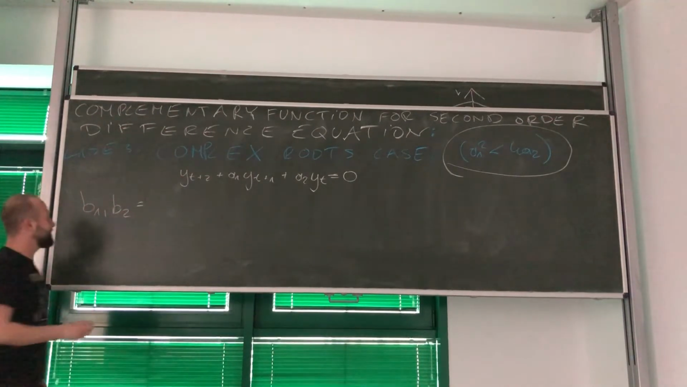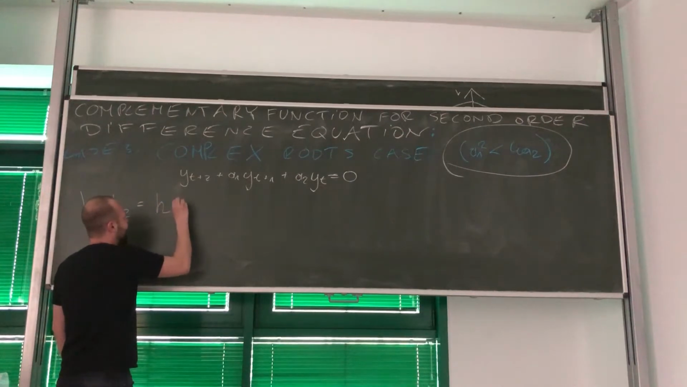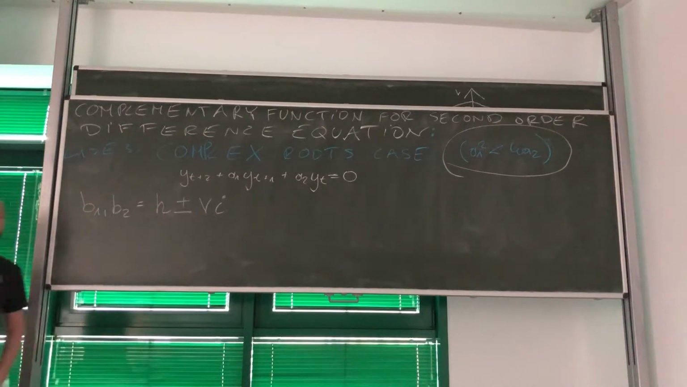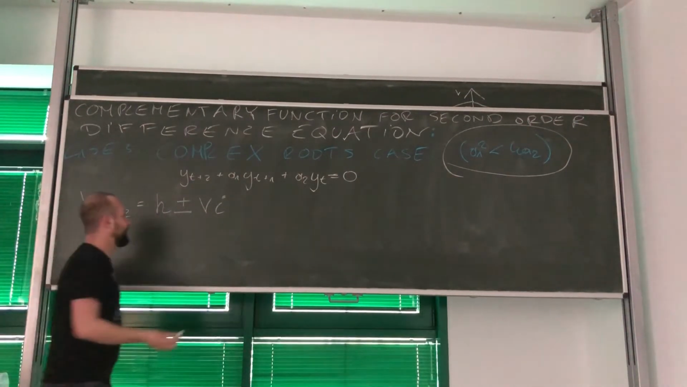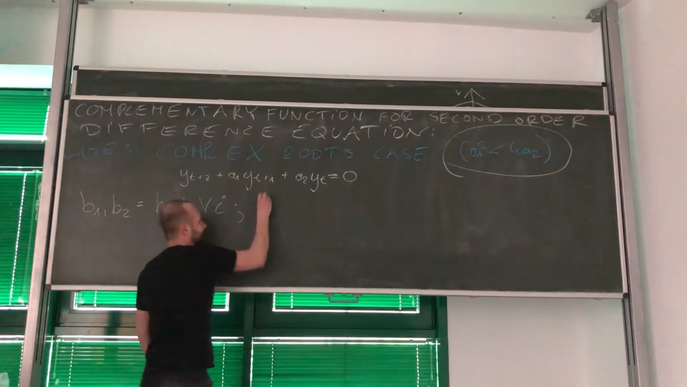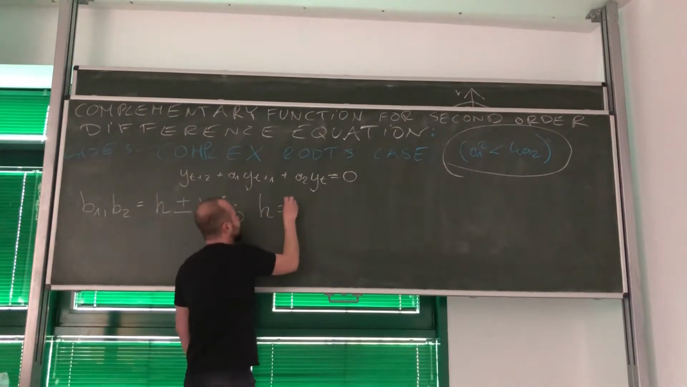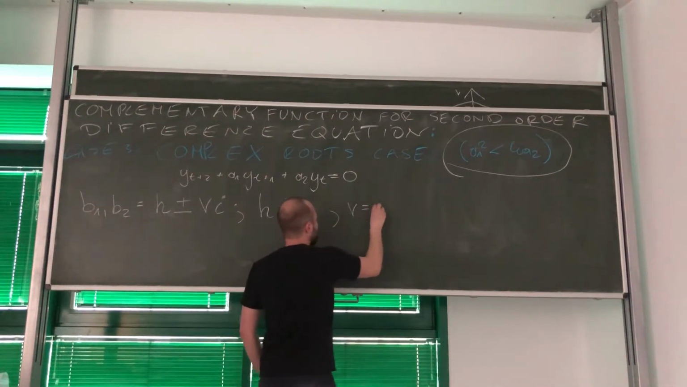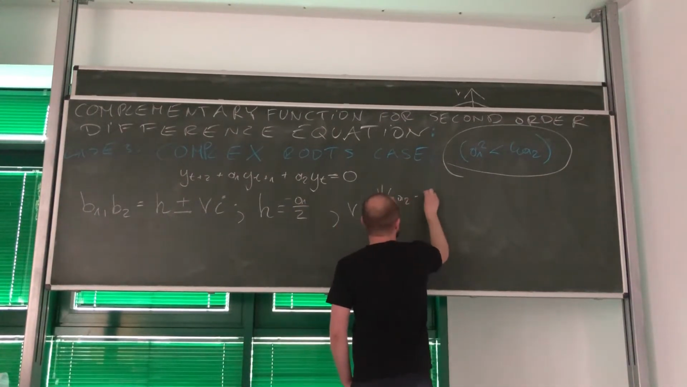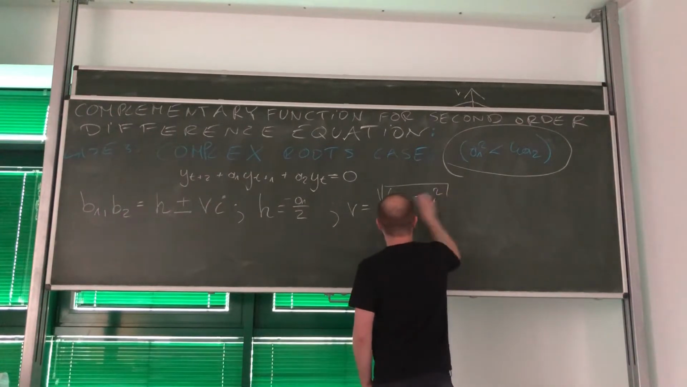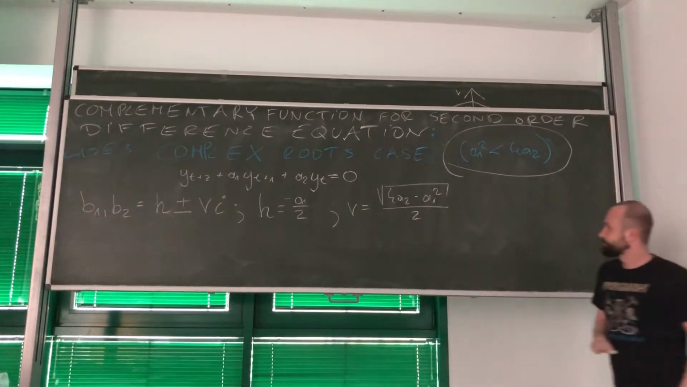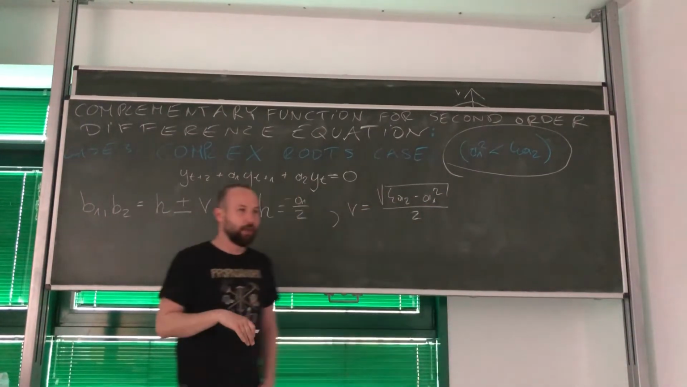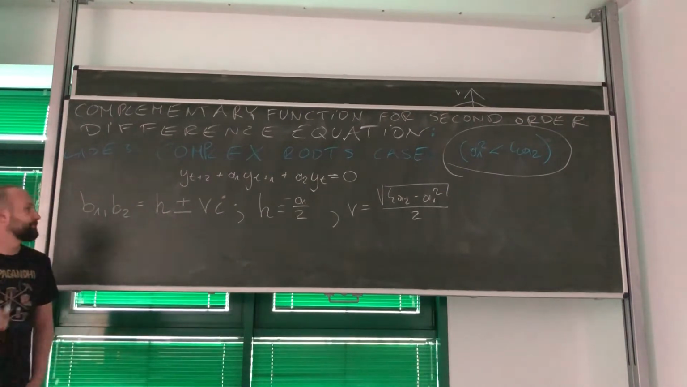two complex roots, right? Those complex roots are given by h plus minus vi, where i, of course, stands for the imaginary number. We also remember that h is nothing more than negative a1 over 2, and v is the square root of 4a2 minus a1 squared, over 2. Right? This was the trick with i that allows us to deal with the complex root case.